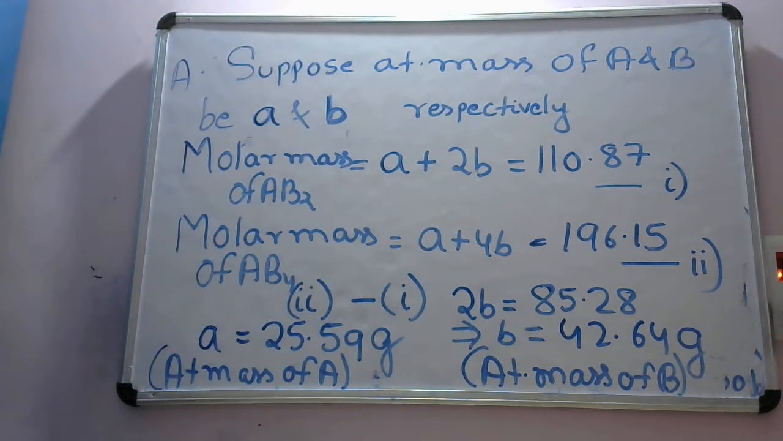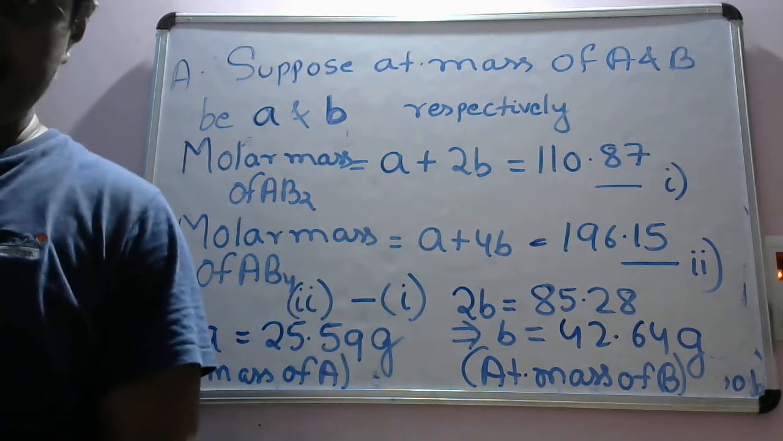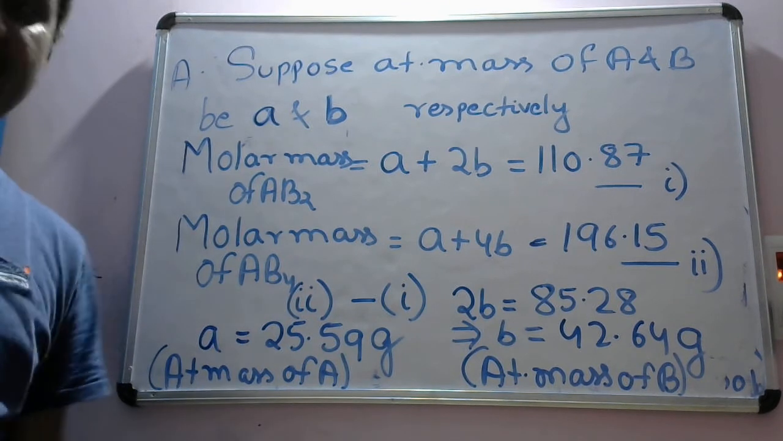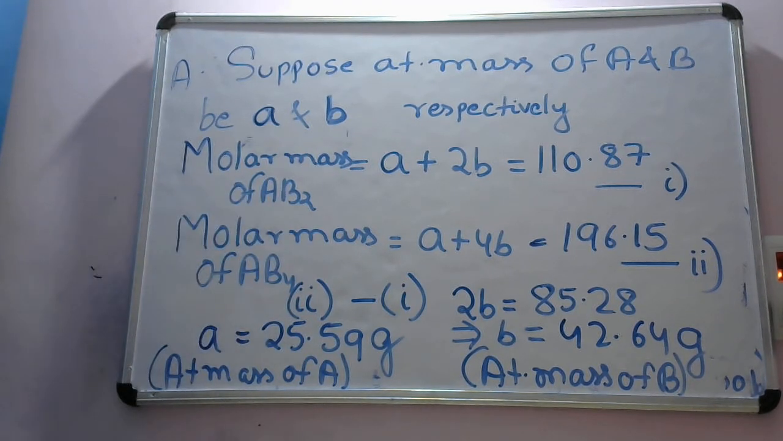So this is how we calculated. That's all, and that was the question which was asked, to calculate the atomic masses of the elements capital A and capital B. That's all. Thank you very much.